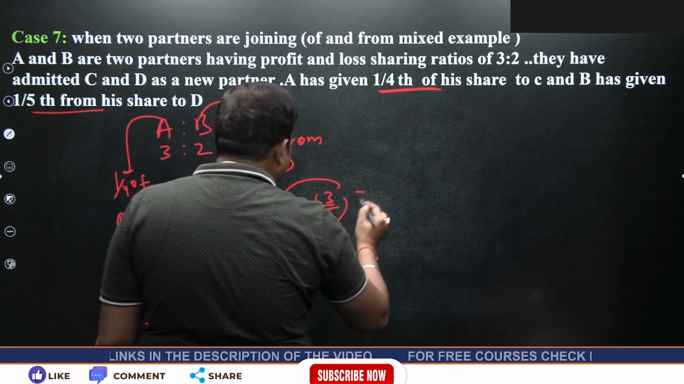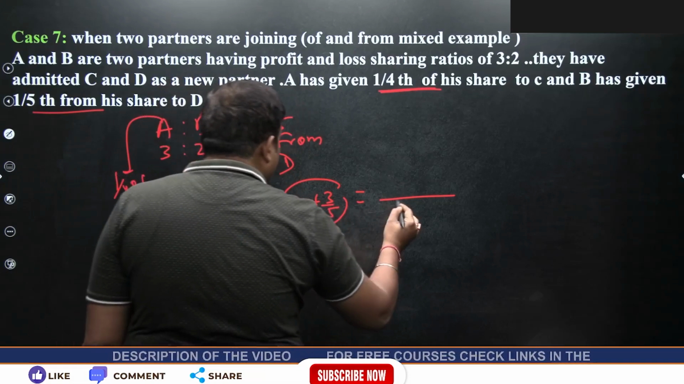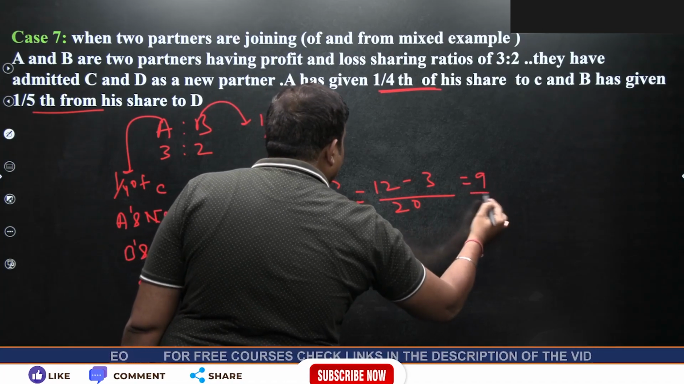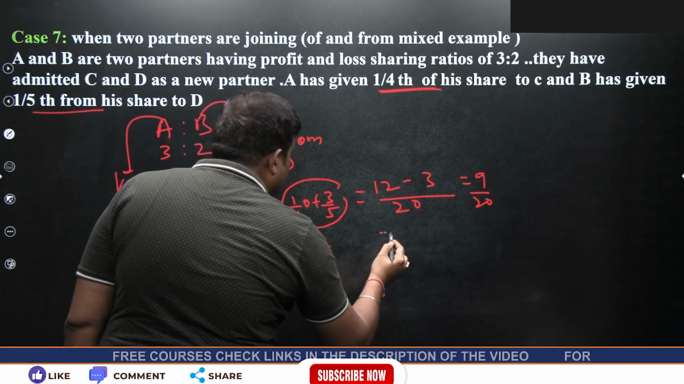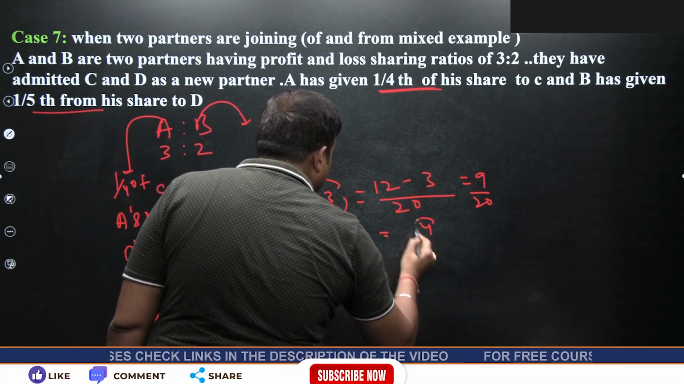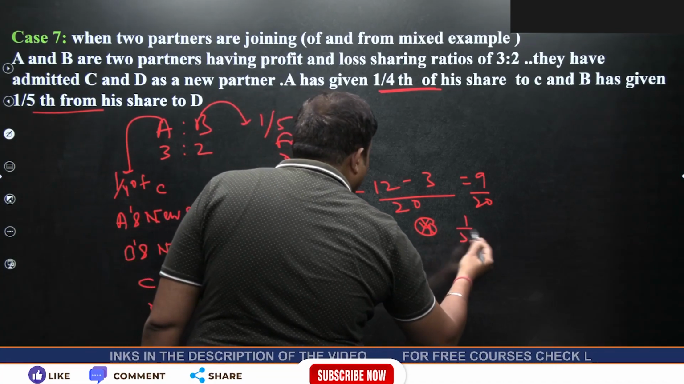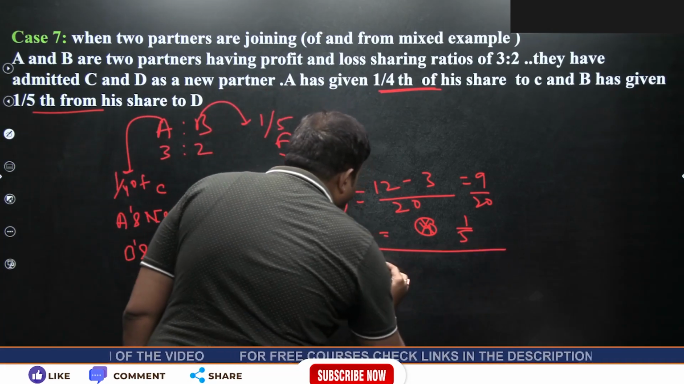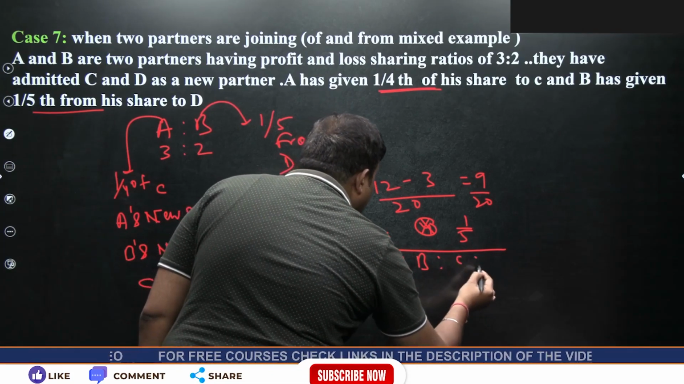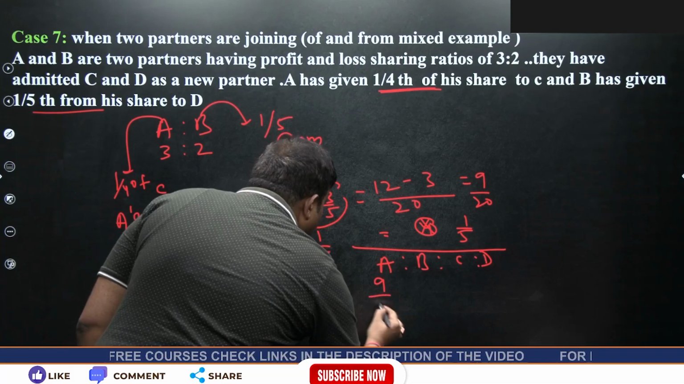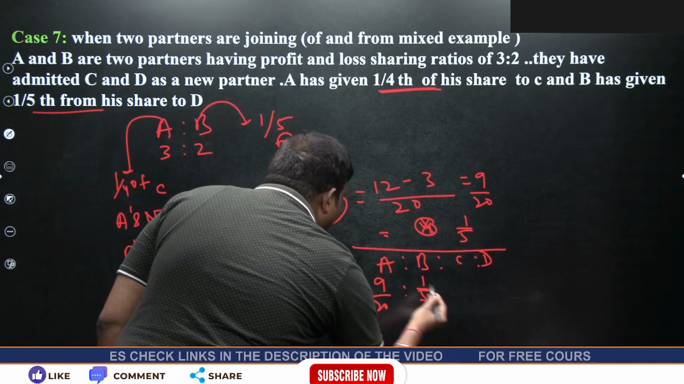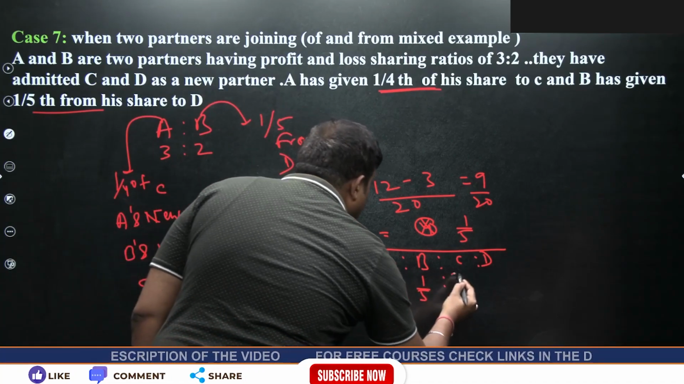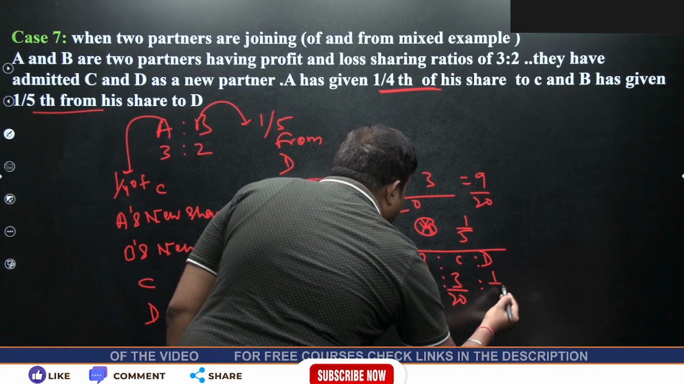So now let's calculate this. Here you can easily notice that our LCM is 20. So 12 minus 3, so that should be how much? 9 by 20. And here it should be 4, it should be 1 by 5. And C is having a share of 3 by 20 only, so let's equalize this. So here we can equalize A, B, C and D. So A's share was 9 by 20, B's share was 1 by 5 after giving 1/5 to D. And C's share is 3 by 20 and D's share is 1 by 5.